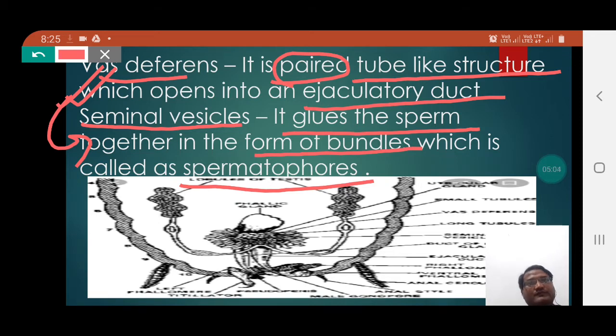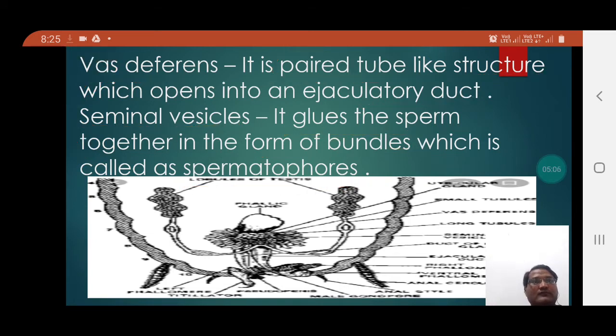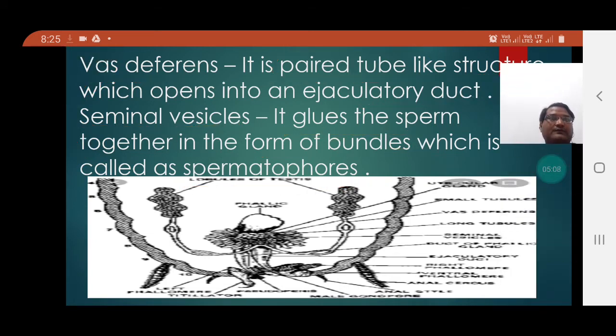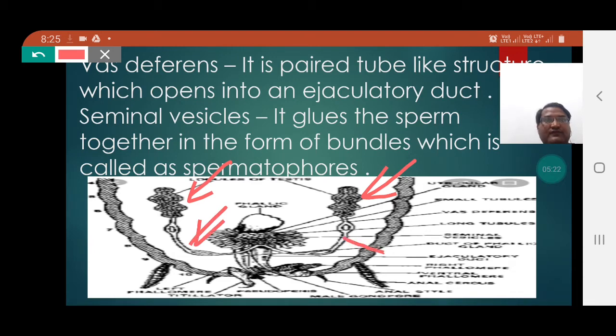So students, in this diagram we can clearly notice the structure of testis, the structure of vas deferens which is paired in structure, and the seminal vesicle which remains present here.